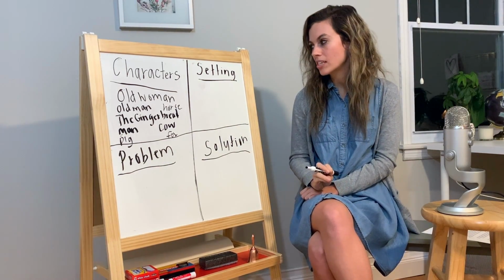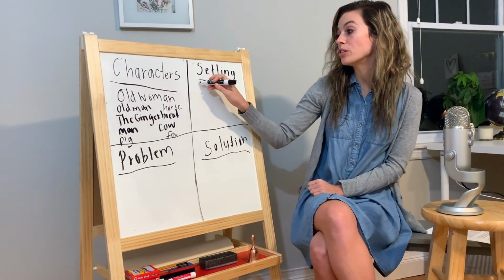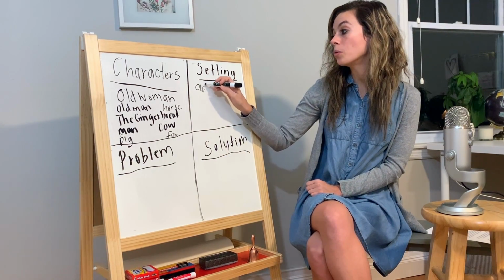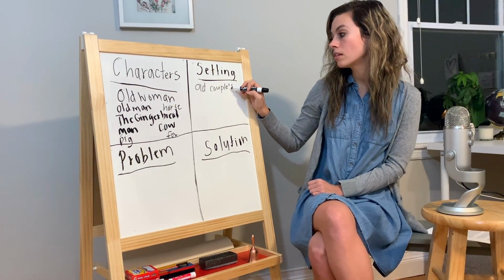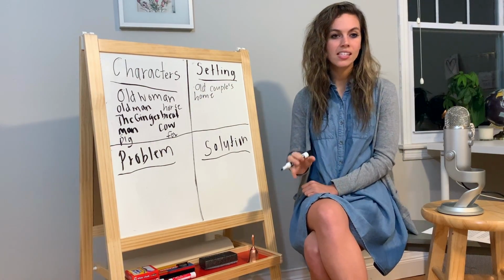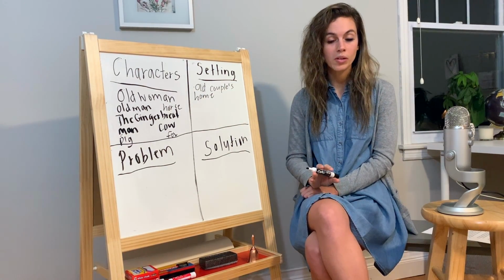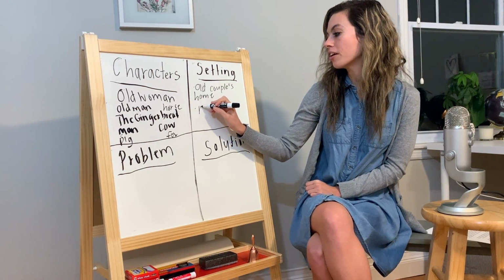So let's think about the setting. Where did the story take place? So it took place at the old couple's home. Was there another place? Did the setting change in the story? Yes, it took place at the river.